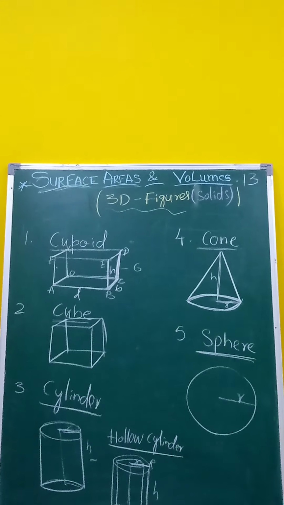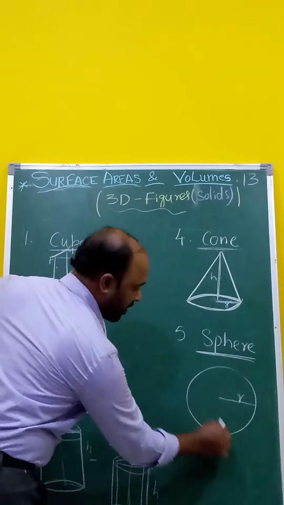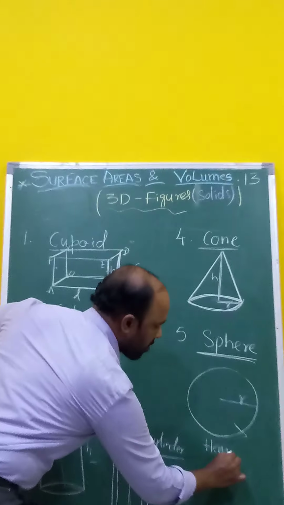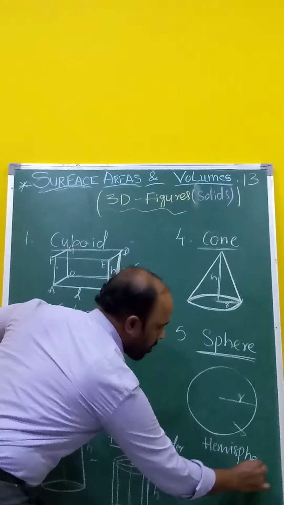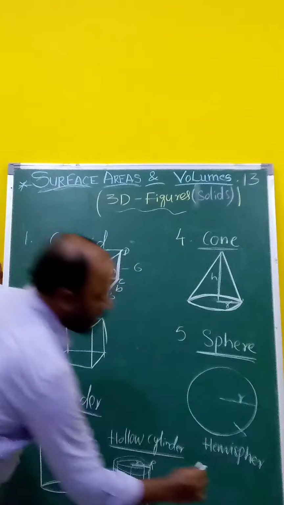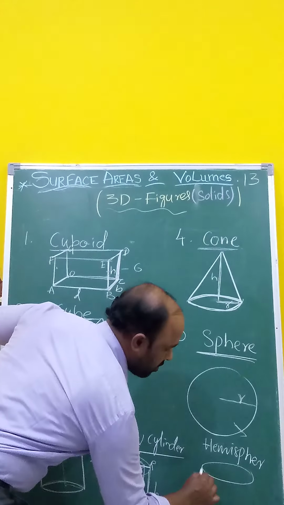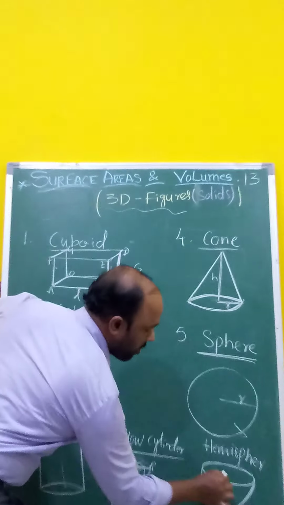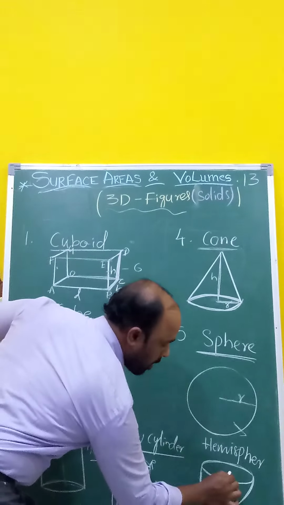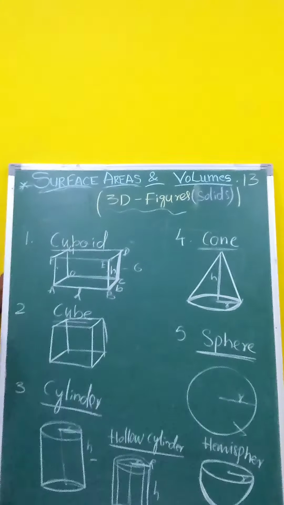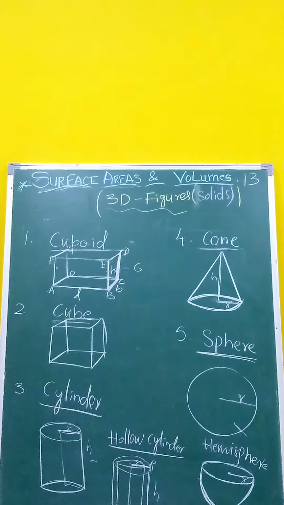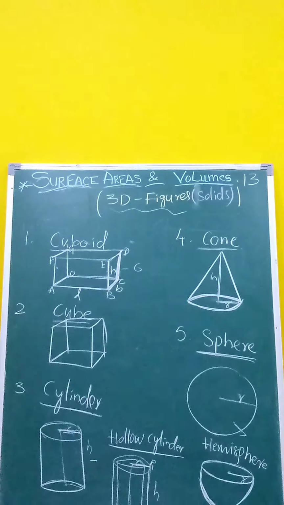Here also one more figure is there, the hemisphere. This is related to the sphere again. A hemisphere is nothing but half a sphere. Radius is present here too. And one more we have to do, related to the hemisphere: the hemispherical shell.